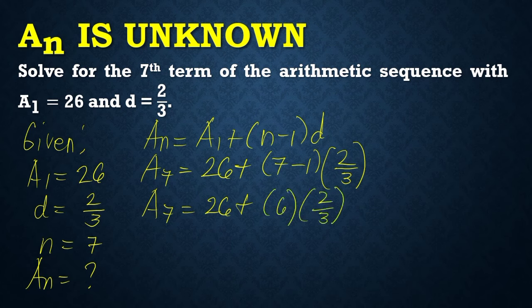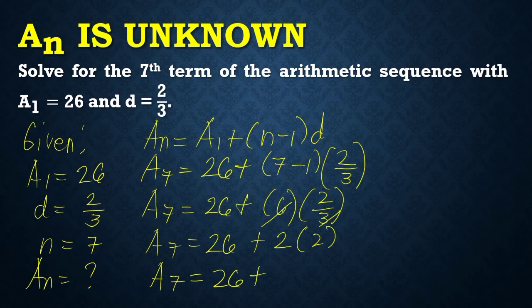So, pwede tayong mag-cancel dito niyan, dun sa 6 times 2/3, kasi ang 6, tsaka yung 3, meron silang common factor na 3. So, 6 divided by 3, that is 2. And then, itong 3 sa baba, sa denominator ng 2/3, magiging 1 na lang. So, 2 times 2. And then, finally, A sub 7 is equal to 26 plus, what is 2 times 2? 4. And then, 26 plus 4, that is 30. So, the 7th term of the arithmetic sequence is 30.